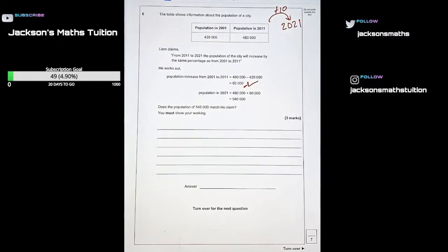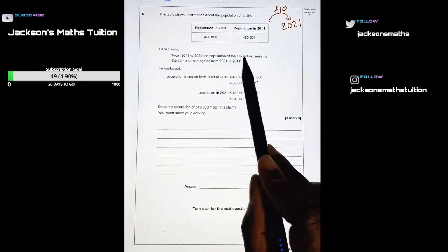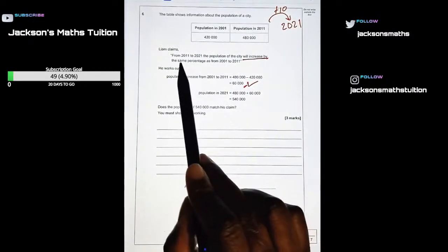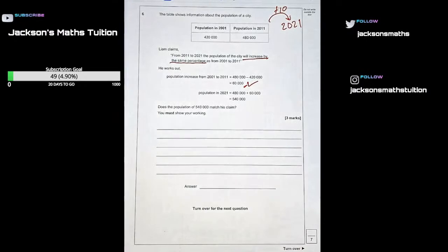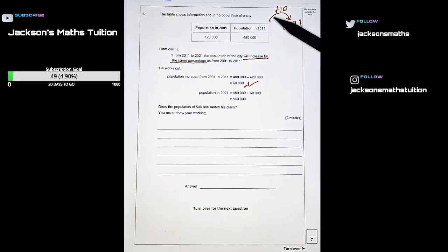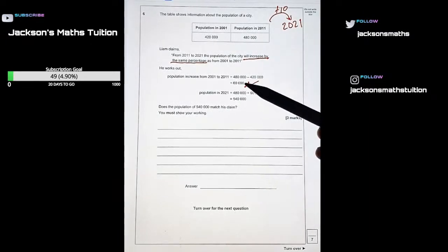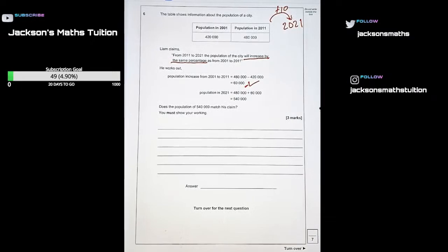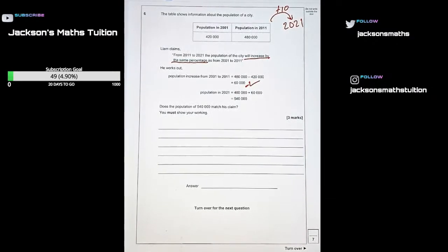Now, assuming that the population is increasing by the same percentage, because that's what the sentence says, it will increase by the same percentage, then it means that from 2011 to 2021, 60,000 is going to be the increased amount. So for this question, for 3 marks, you need to work out the percentage change.